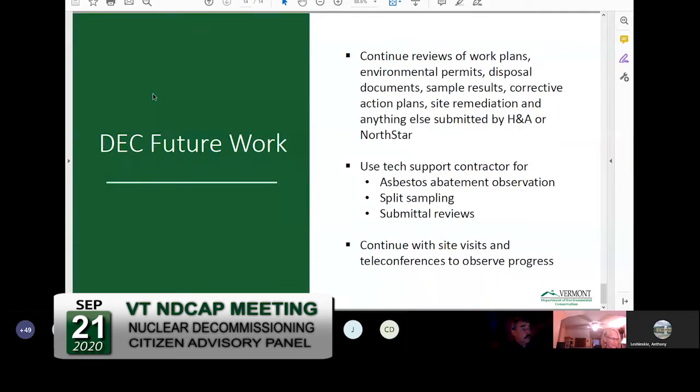And our future work basically is to continue doing what we are doing. We're reviewing work plans, environmental permits, disposal documents, sample results, corrective action plans, site remediation, and anything else submitted by Haley and Aldrich or NorthStar. We'll be using our technical support contractor for asbestos abatement, split sampling, submittal reviews, and anything else really that we feel we might need help with.